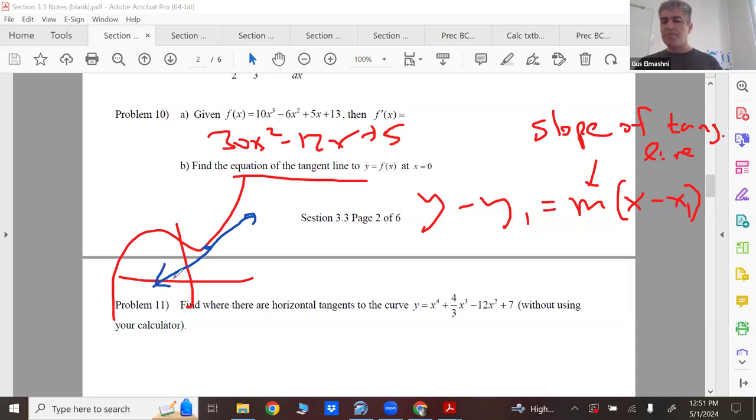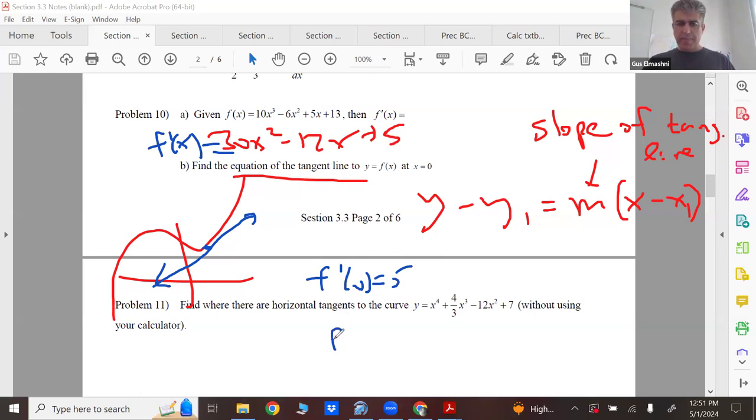Okay, that's a crappy looking line. Just go with it. But the slope of that blue line is m. That's the slope of the tangent line. That's the derivative. And I already found it here. But I want the slope at what x coordinate? At zero. So f prime of zero is easy. That's 5.